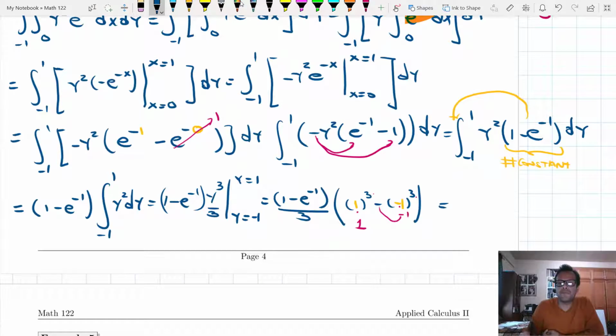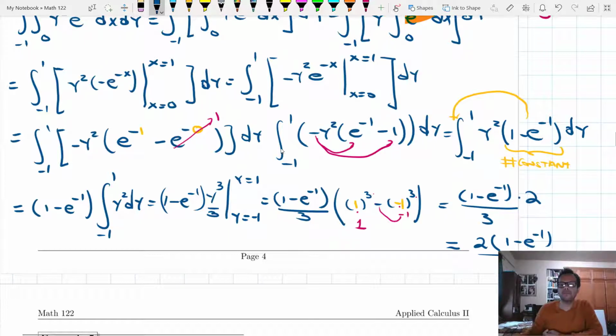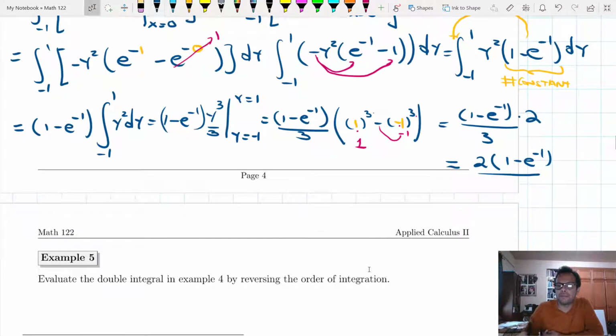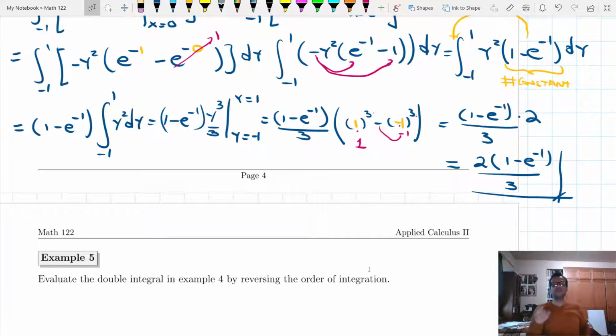So this will be 1 minus e to the negative 1 times 2, which is the one that comes from here, divided by 3. If you want to write this in a nicer way, this is 2 times 1 minus e to the negative 1 divided by 3. And you don't need to compute this using the graphing calculator. On the exam, I'm going to ask you to leave it like this, okay? So that's another example of a double integral, right?